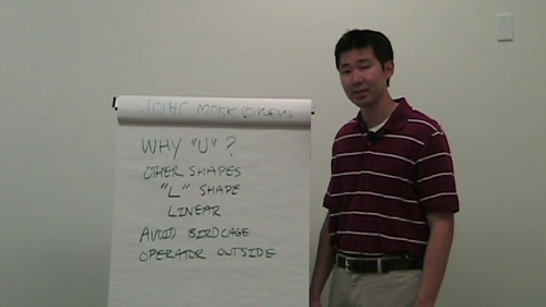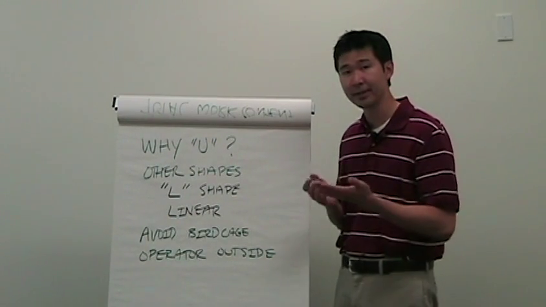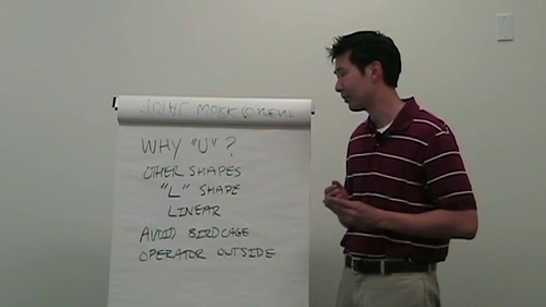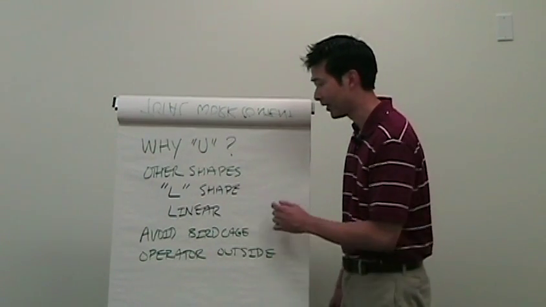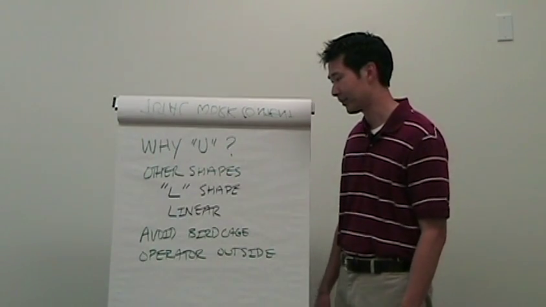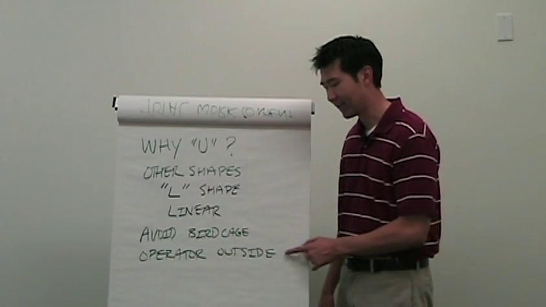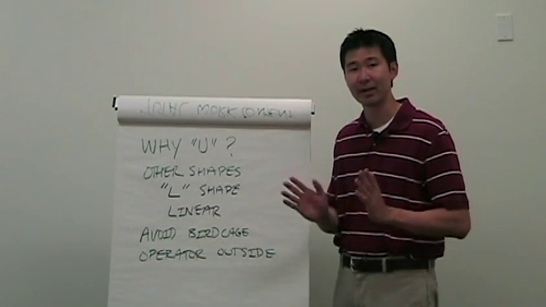Now cells can take many shapes, but perhaps the most popular is the U. People like it because the incoming and the outgoing are right next to each other, but there are other shapes that work really well too. I've seen L-shaped cells work well, and I've also seen linear cells work well too. Now there are 2 shapes to avoid. The first is the bird cage, and the last is having the operators located on the outside of your U.